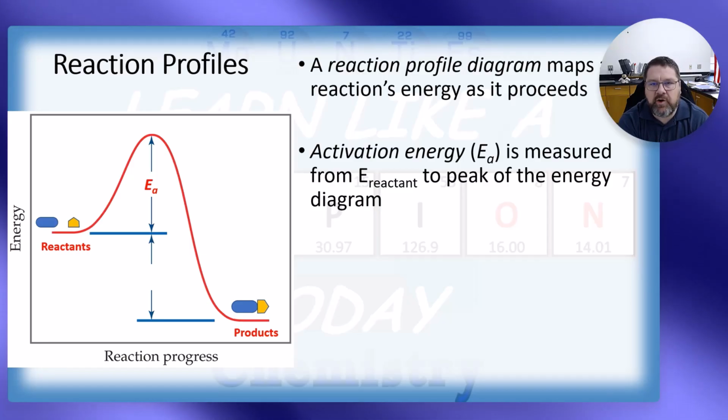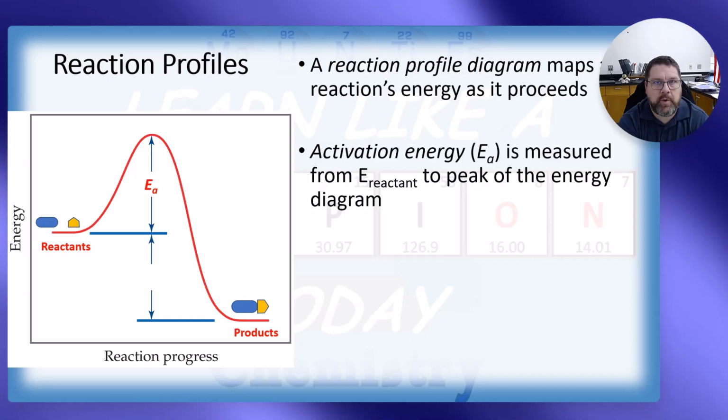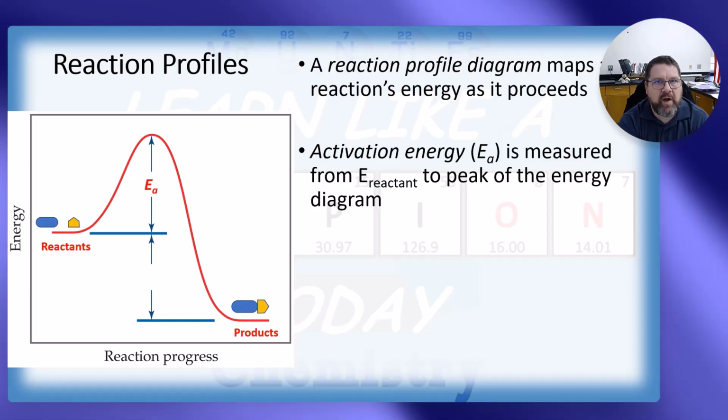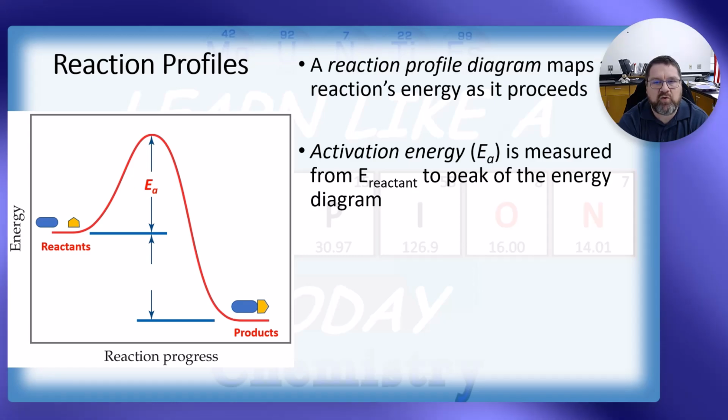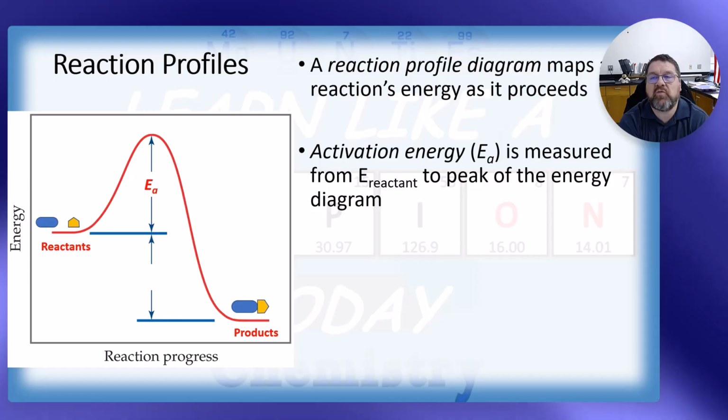All reactions are always going to have a hill to climb to begin with. Okay, it's not a ramp. It's not going straight up or straight from reactants to products. There's always a hill that has to be surmounted before you get to products.